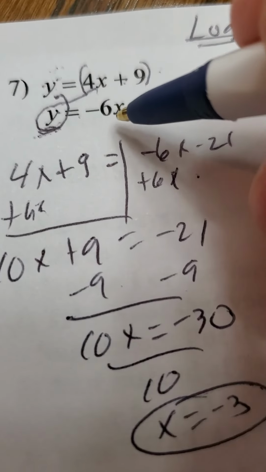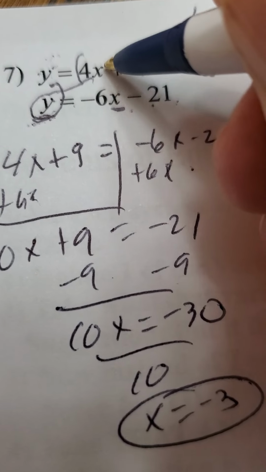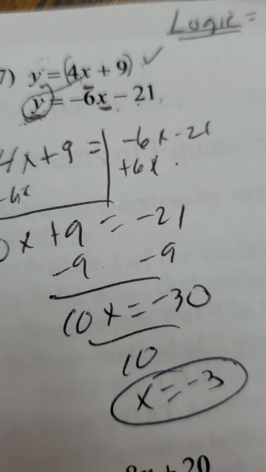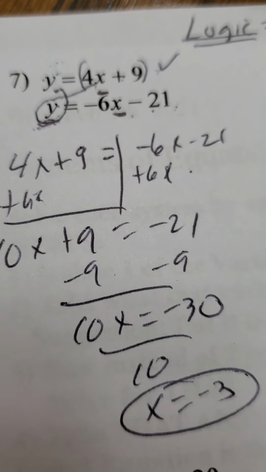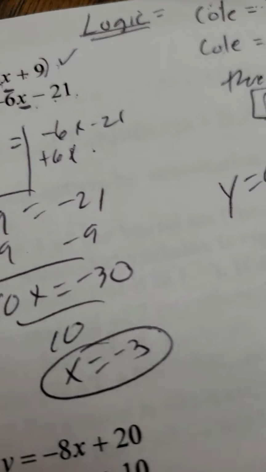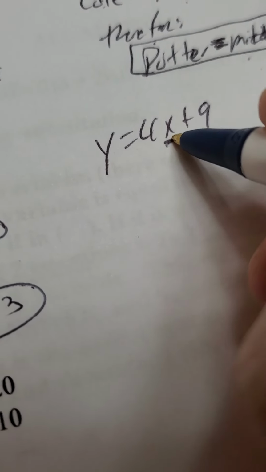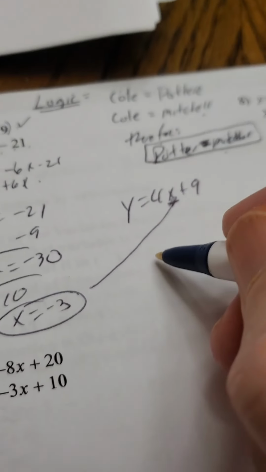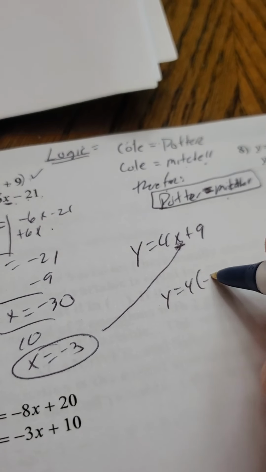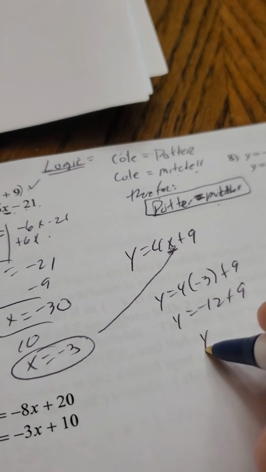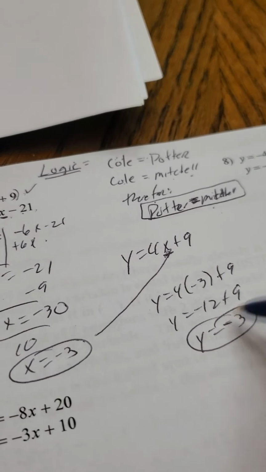Now I substitute that back into either spot for x. The math looks a little easier in the first one, so I'm going to use it. I'm going to put a -3 right there. Y equals 4 times -3. That's -12. So y is -3.